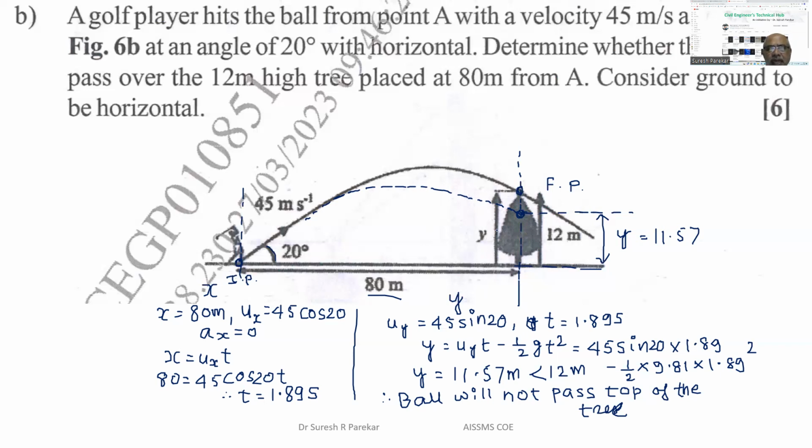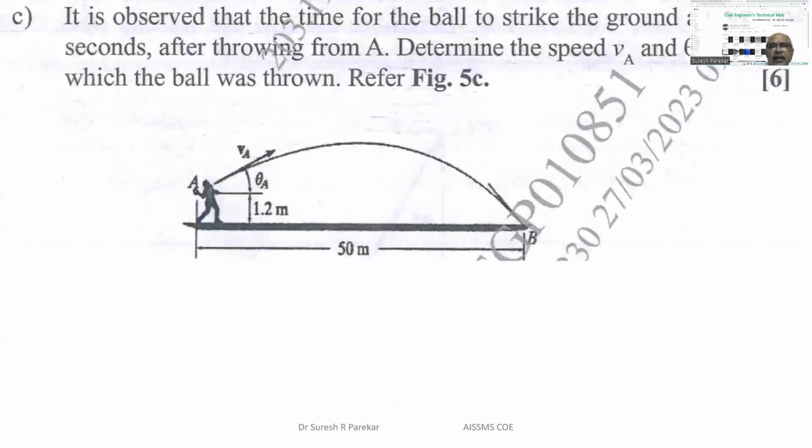So likewise, we have to solve the problems. Divide the data directly into two axes. Along x, we have a_x = 0, and along y, we have motion under gravity. Now we will go to the second problem. These problems are from 2023.